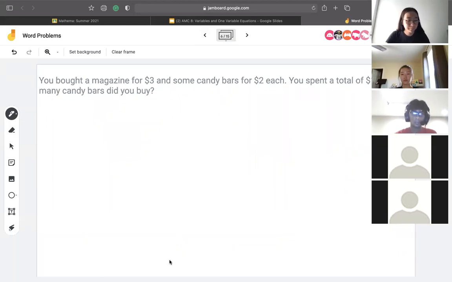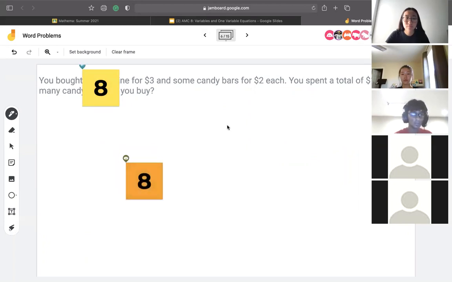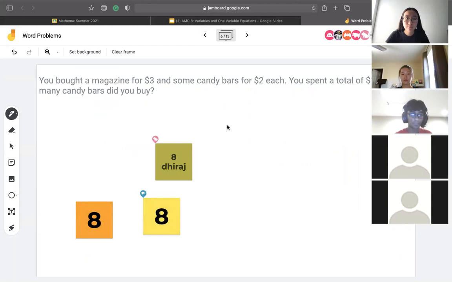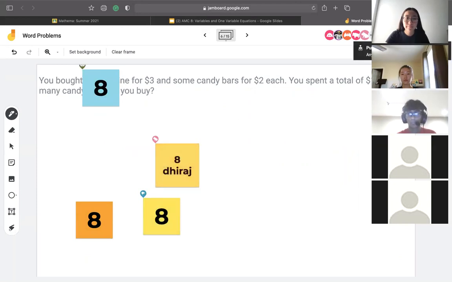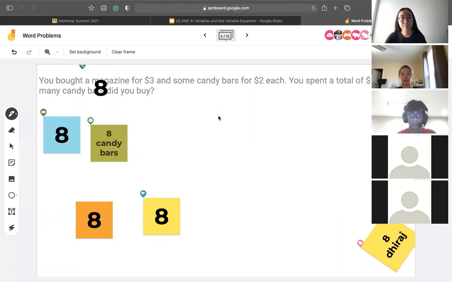You bought a magazine for $3 and some candy bars for $2 each. You spent a total of $19. How many candy bars did you buy? Okay, so what equation would you get? Like, what equation should you have?